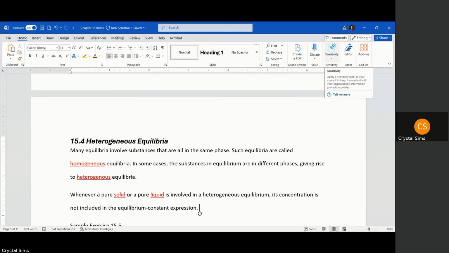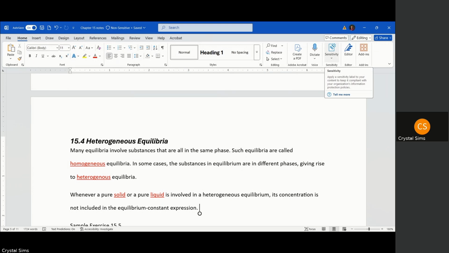Where this becomes important is when we look at the heterogeneous equilibria. If we have a pure solid or a pure liquid that is involved in that particular equilibrium reaction, we do not include the concentration of it in our equilibrium constant expression.